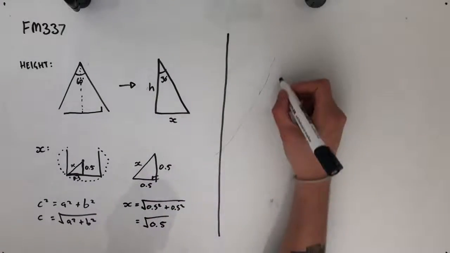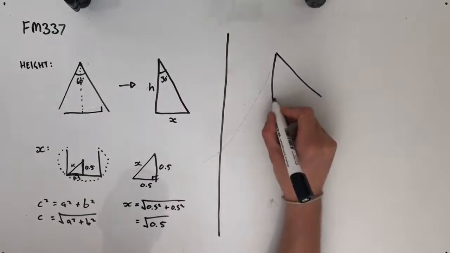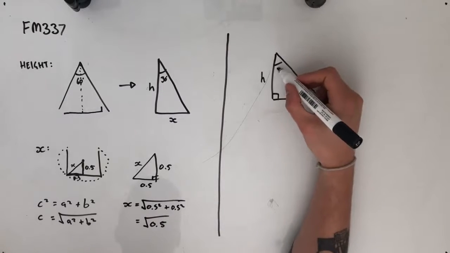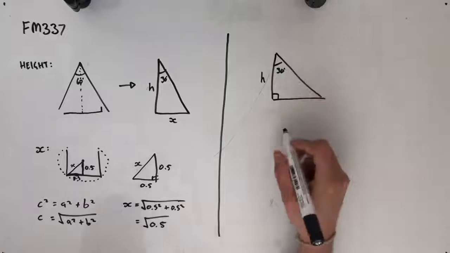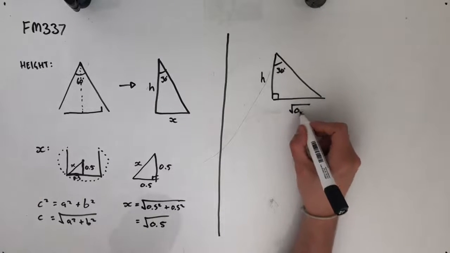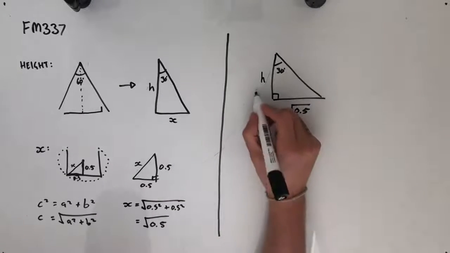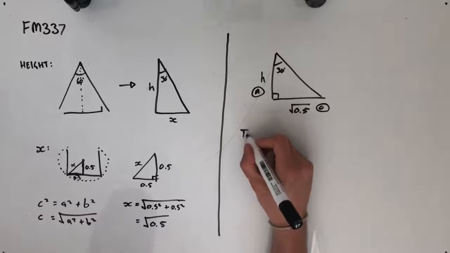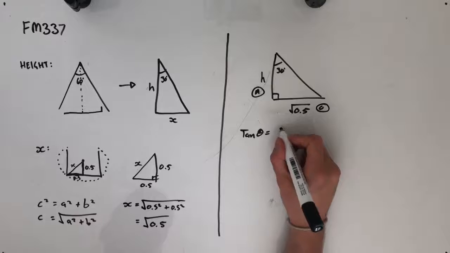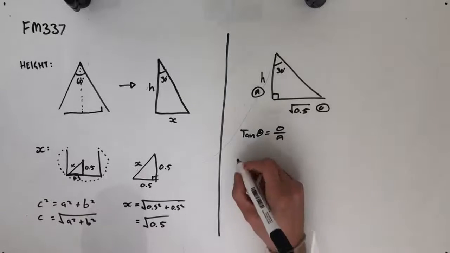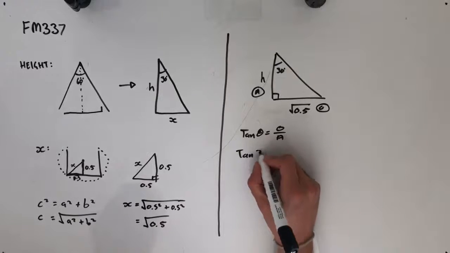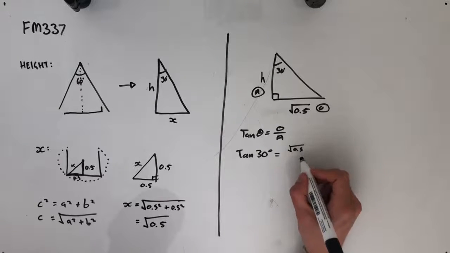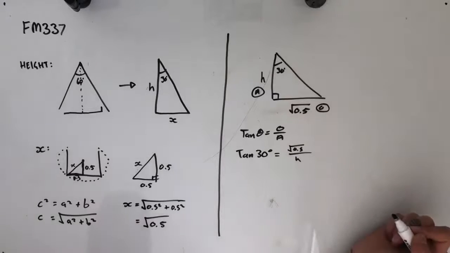Now we can go back to our original right angle triangle, where we have h, which is what we're looking for, our angle of 30 degrees, and we now have a value for x of root 0.5. From here we know that this is our adjacent side and this is our opposite side, so we're going to be using tan theta equals opposite over adjacent. Substituting our known values, we get tan 30 degrees is equal to root 0.5 over h.